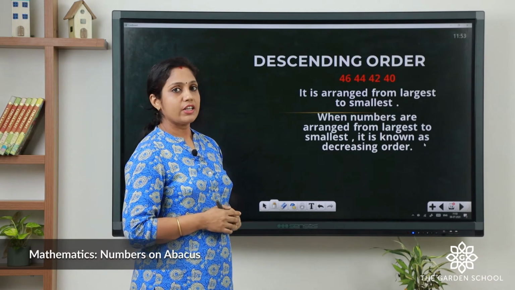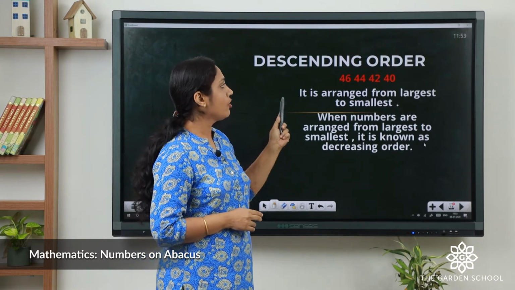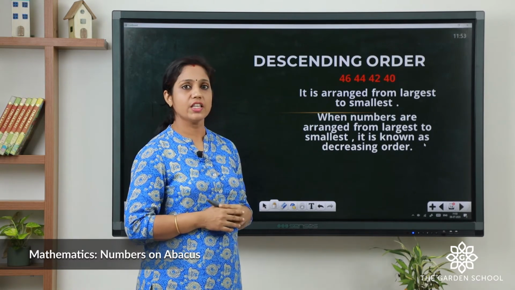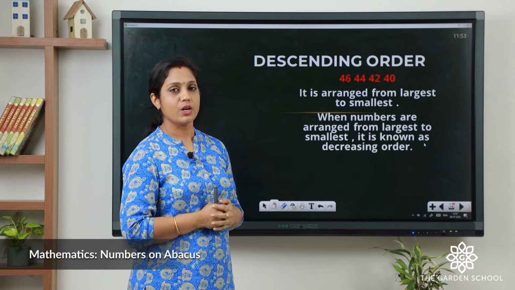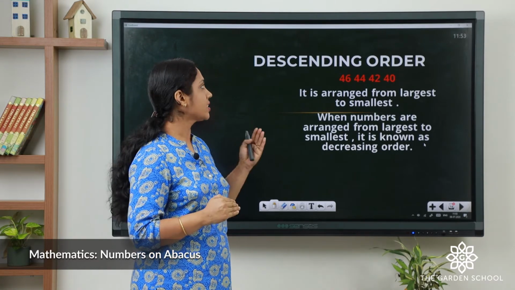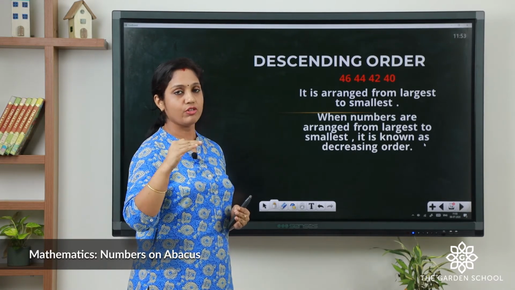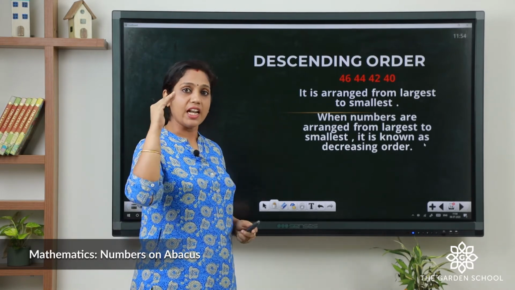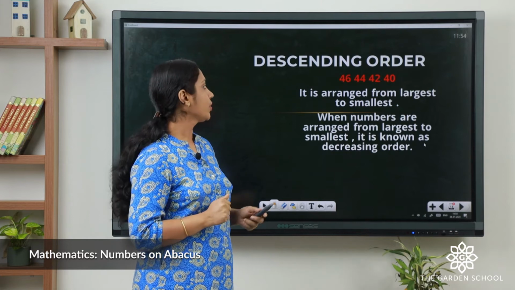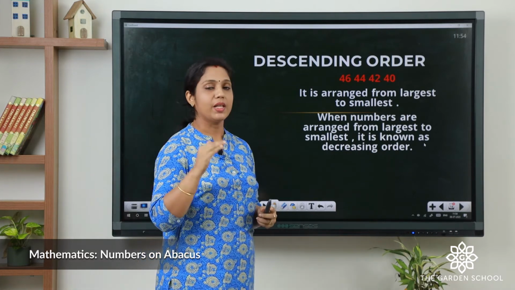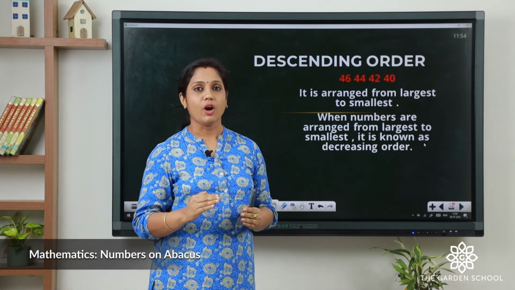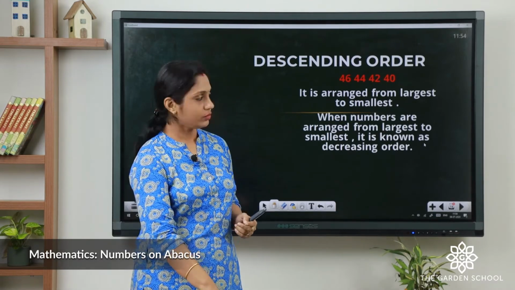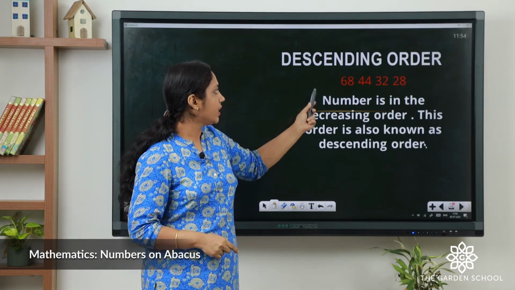Here we have another set of numbers: 46, 44, 42, 40. Is it in increasing order or decreasing order? Here also it is decreasing. It's coming 46, 44, 42, 40. So the numbers are arranged from the largest to the smallest. When numbers are arranged from the largest to the smallest, we call it descending order or decreasing order. So the number is in the decreasing order.